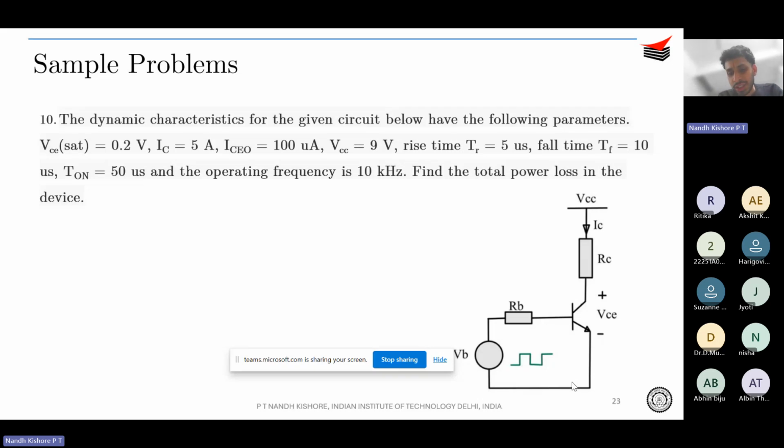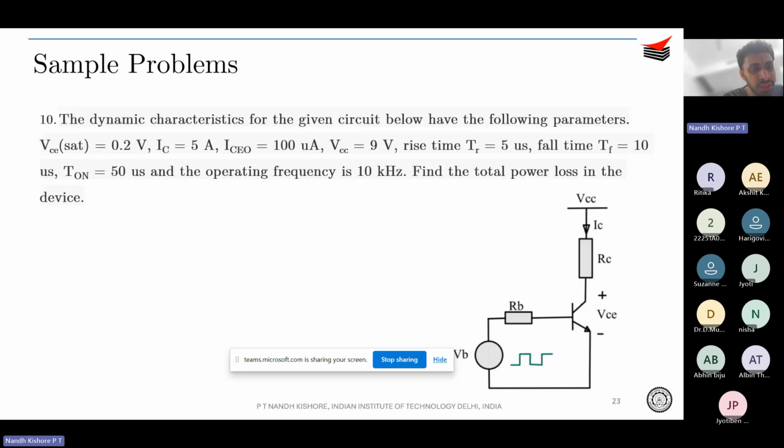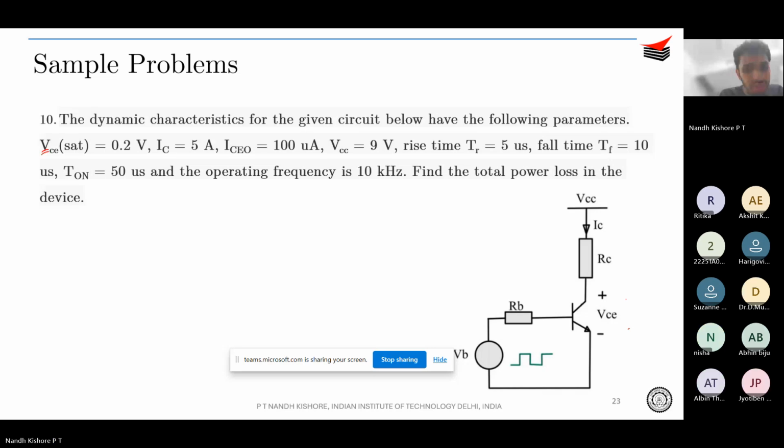Okay, so this is regarding the dynamic characteristics. That's something you might have gone through in the lecture slides as well. So the VCE sat is given, that is the on-state drop across the BJT. IC is given, ICO or the collector current with your base open, that is also given some 100 microamperes. Then your VCC is given, right? And then your rise time is given, fall time is given, and the total on period, T on is given, and the operating frequency is 10 kilohertz.